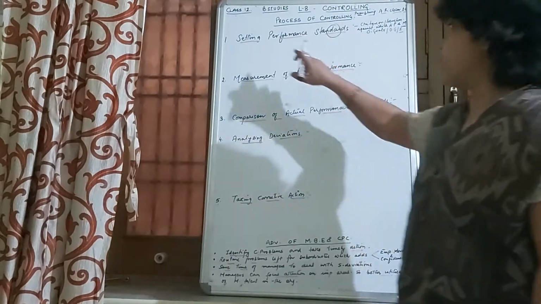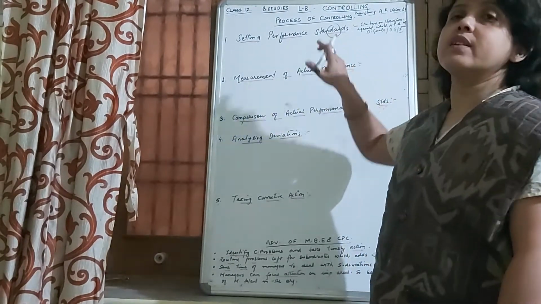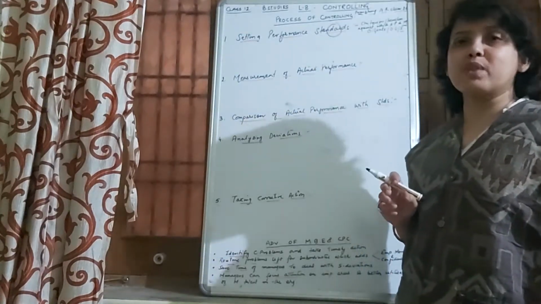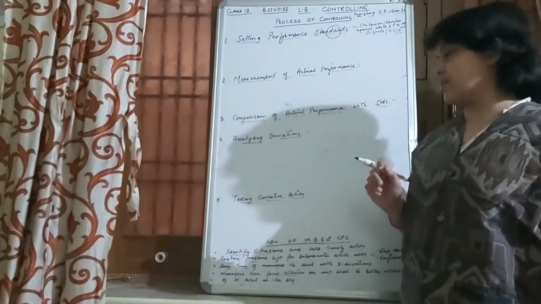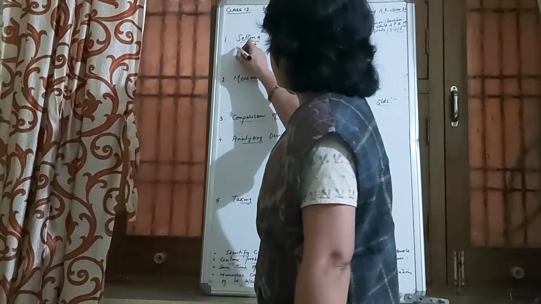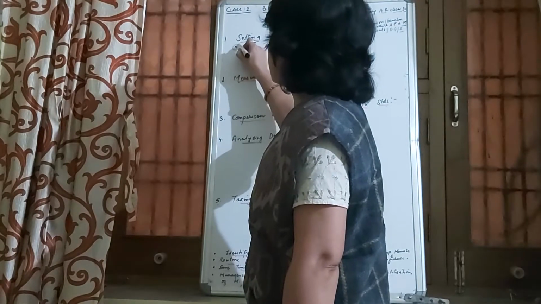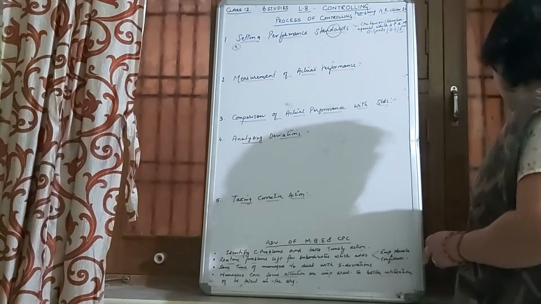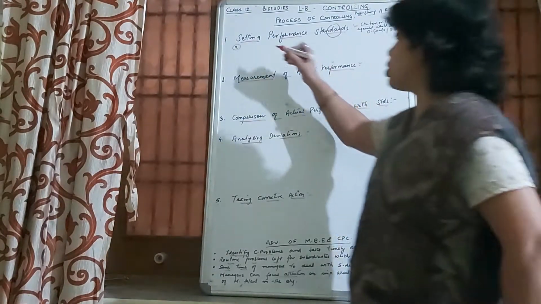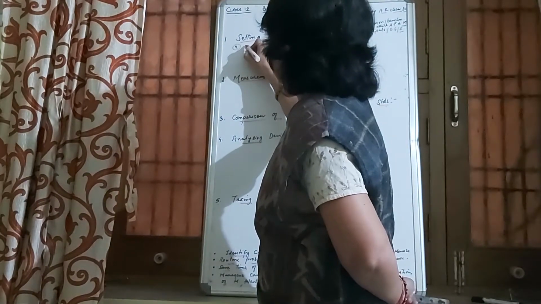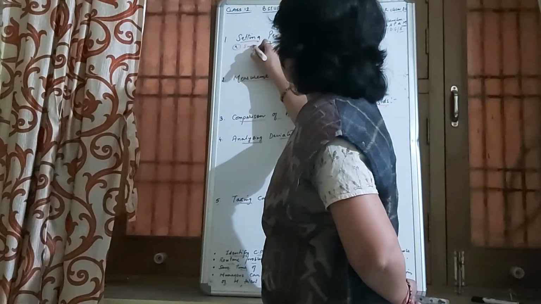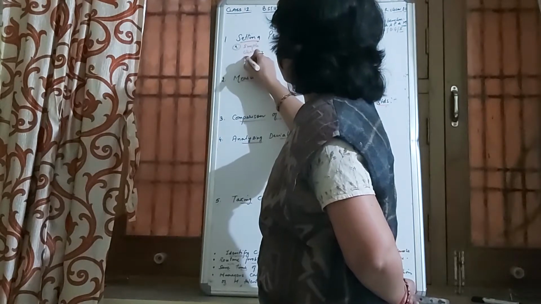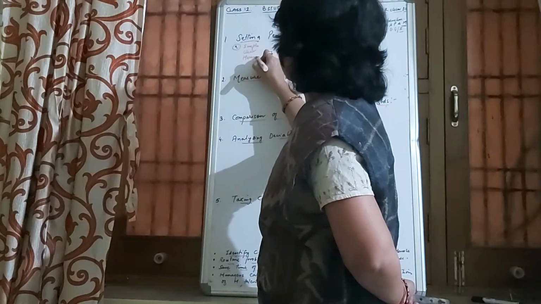So whenever this performance standard is to be set in the organization, there are a few things which have to be kept in mind. What are those few things? The first and foremost, I am writing the keywords here. The first and foremost thing to be kept in mind while setting standards is that the standard should always be set in simple, clear, and measurable terms.